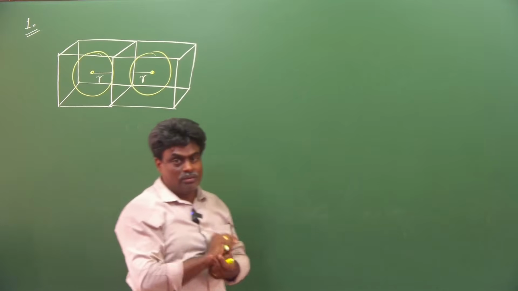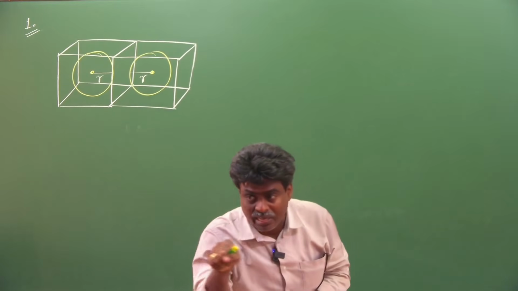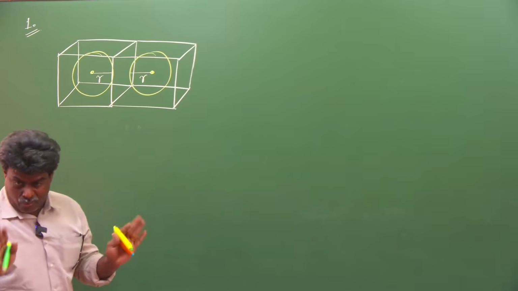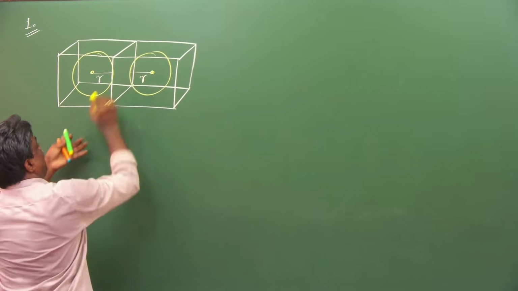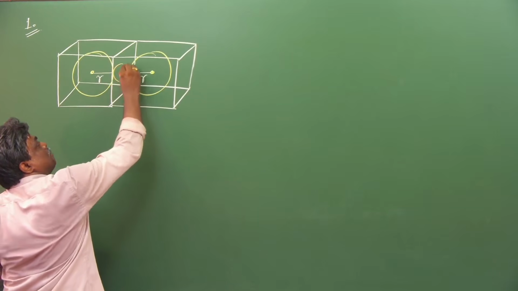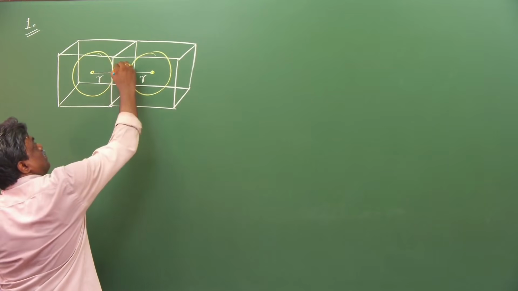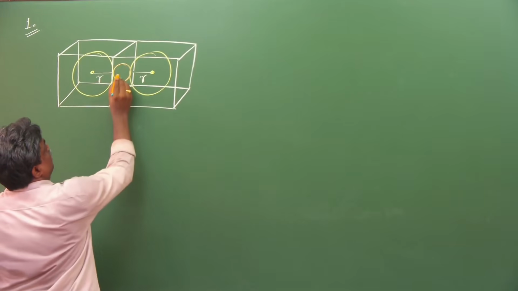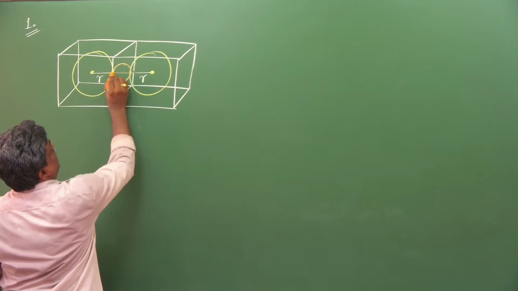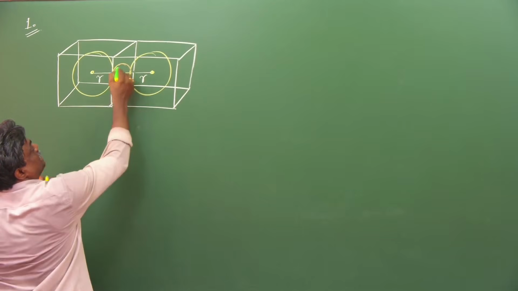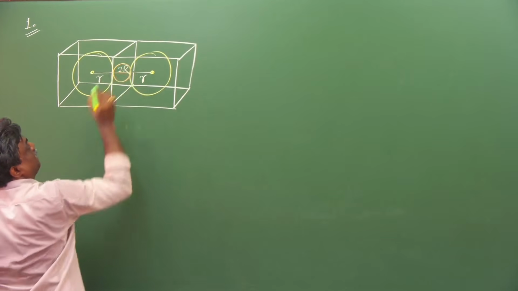We already know, in the case of BCC, what is the radius of the atom in BCC? Root 3a by 4. Now I am going to consider the maximum possible sphere which can fit into the void space. This radius is unknown, so while you are drawing, draw a little bit bigger one. That's why I am taking 2r.